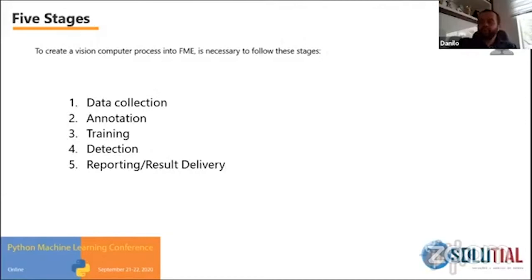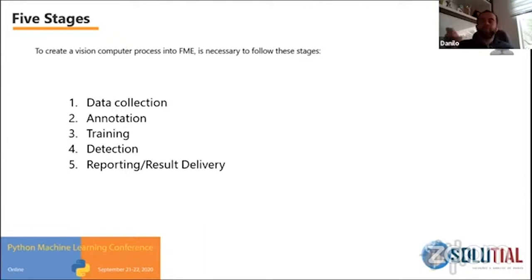So it's important to describe five stages of the vision computer process in FME. It's necessary to follow these stages. Data collection, okay, it's necessary. For OpenCV, you need a lot of positive and negative images, yes. Create annotations. I will explain how you can create annotations. Training the model, okay, in the transformer specific to identify objects, detection, and reporting results.